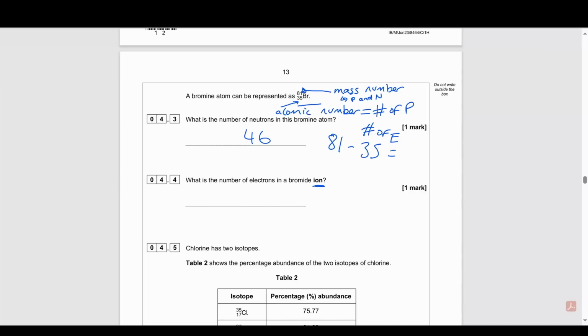But in an ion of bromine now, we have to remember what group this bromine is going to be in. As I told us earlier, it's going to be in group 7. So that means it has 7 electrons in its outer shell. For it to gain a full outer shell, it would need to gain 1 electron and then have a charge of -1. So if it gains 1 electron and it already has 35, that would just mean that it would be 36.